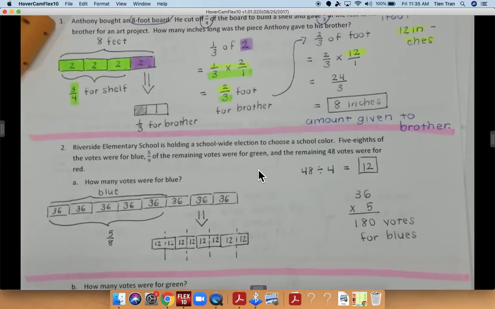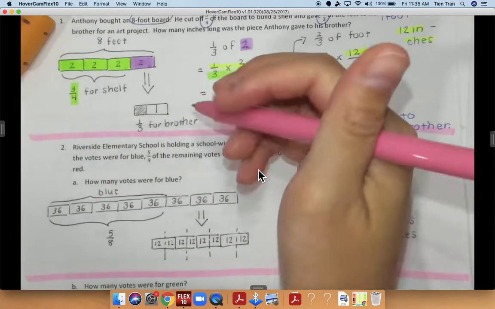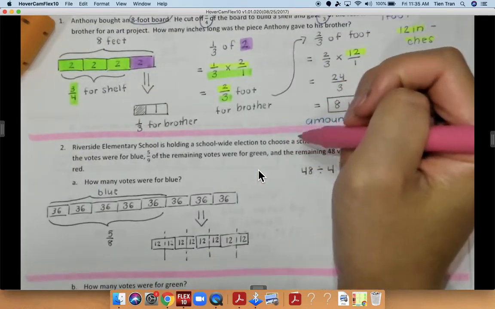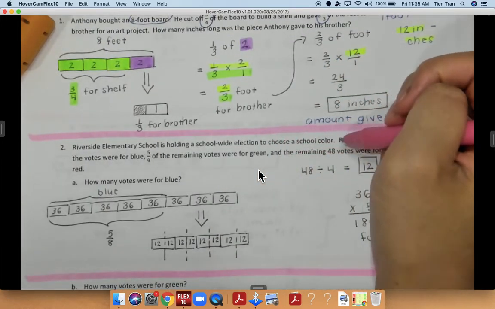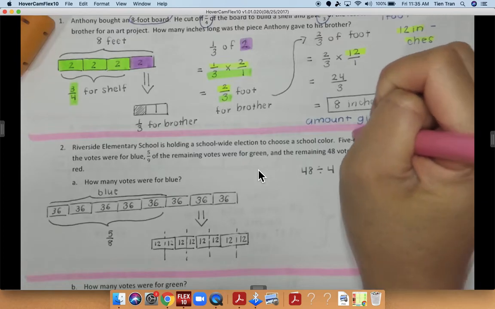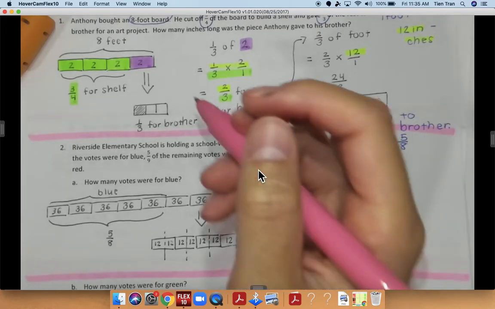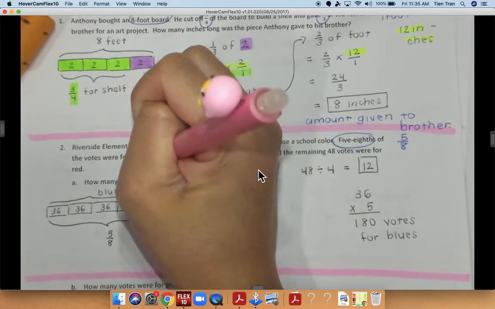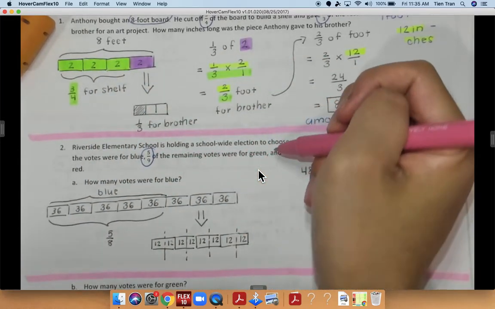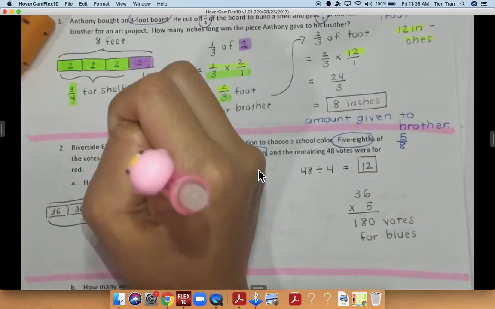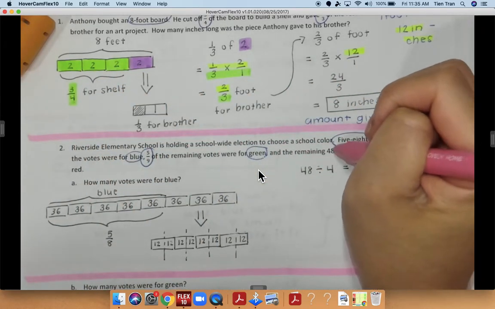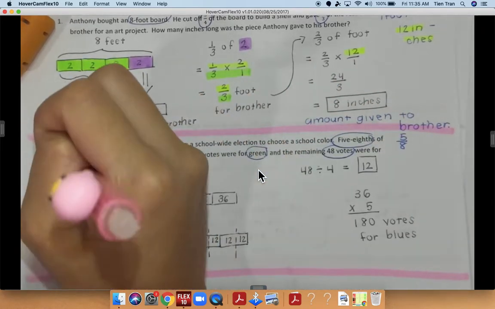So number 2: Riverside Elementary School is holding a school-wide election to choose a school color. 5/8, and that's what 5/8 looks like. 5/8 of the votes were for blue, and 5/9 of the remaining votes were for green. So we know it's for green and blue, and the remaining 48 votes were for red.